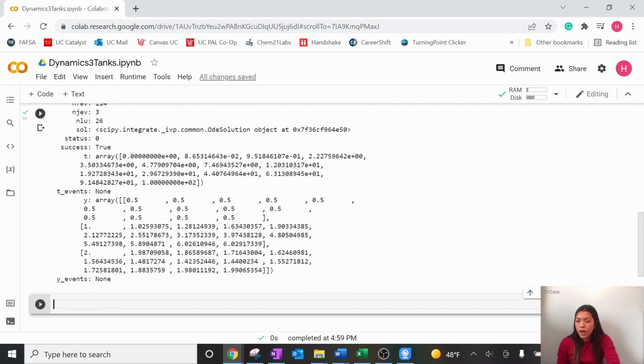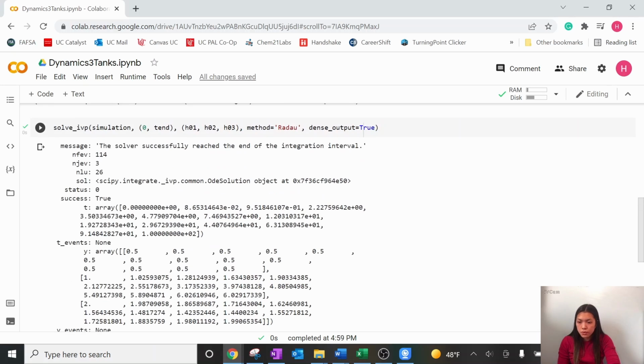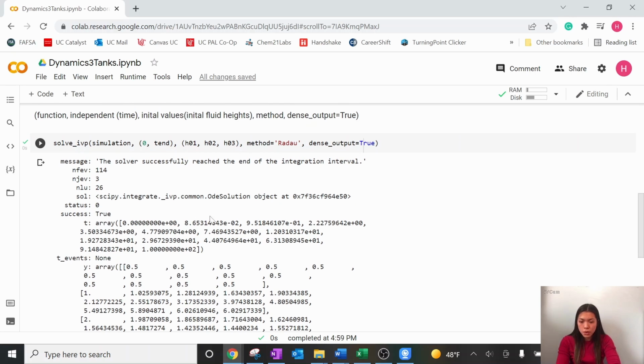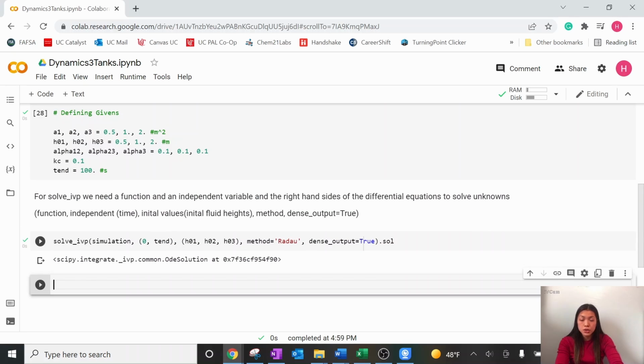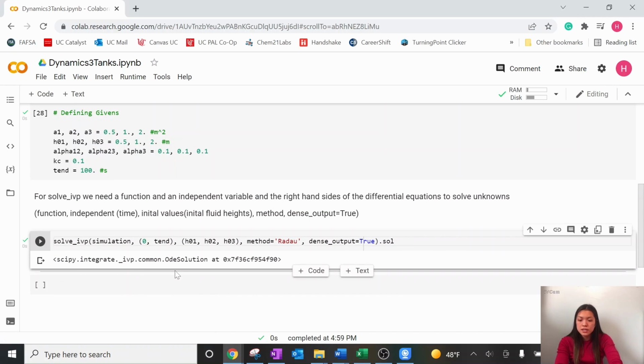We're given the array for the time, and we can see that the solve_ivp ran as a success. And so we only really need the sol here. What that's going to do is allow us to later on use it to plot. And so we're going to have to give this a name. We can name it tanks_fh for the tanks' fluid height. We're going to shift enter.